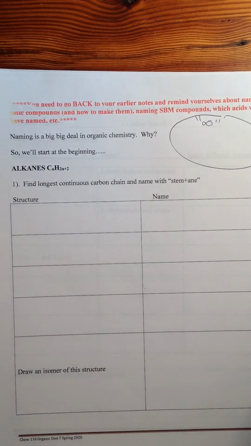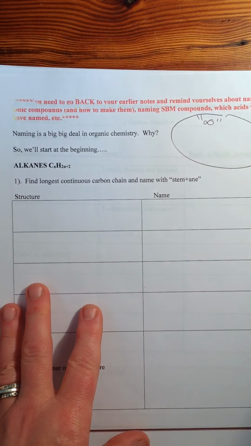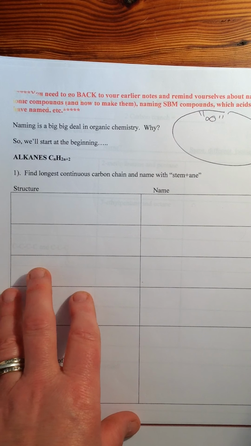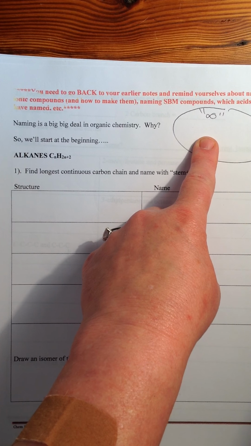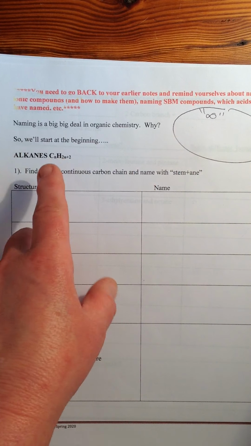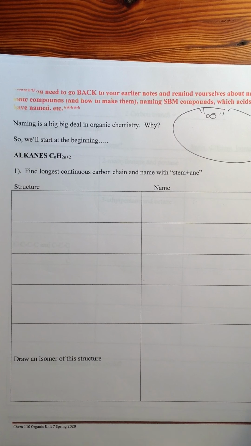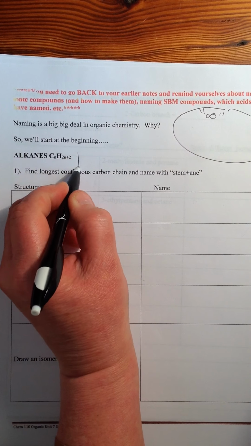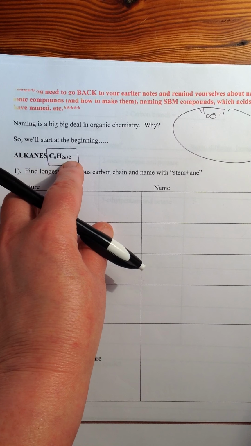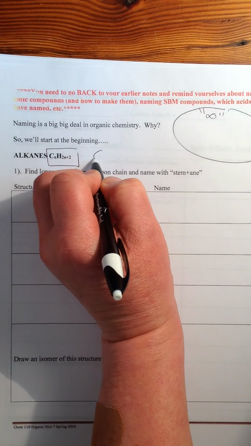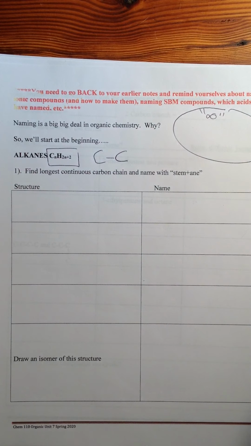Okay, so you were told to do some reviewing from your naming, and everybody knows that you need to do that. And this pot is so big, we have to come up with a way of categorizing. So we're going to start with what we call an alkane. And this is a gift here. Alkanes have the formula CnH2n plus 2. Okay, alkane means we have carbon-carbon single bonds only.